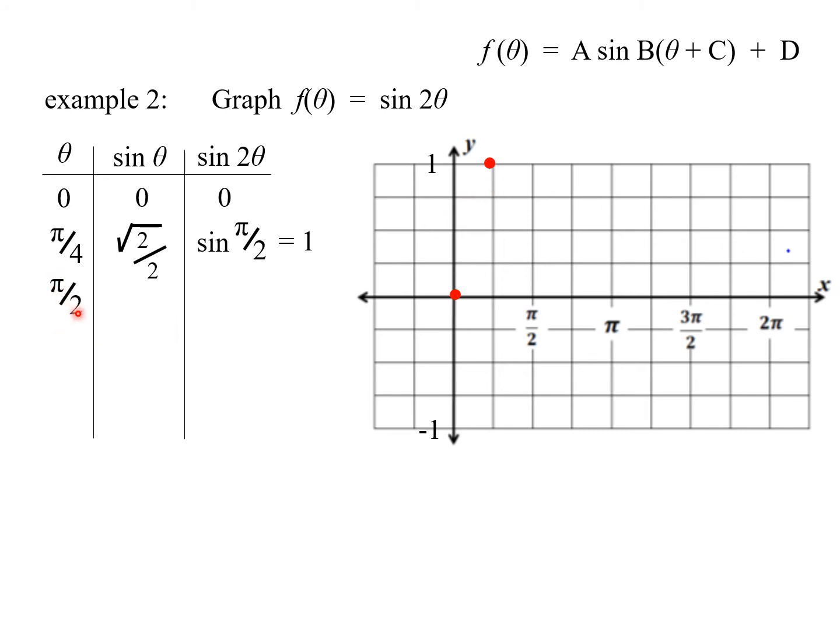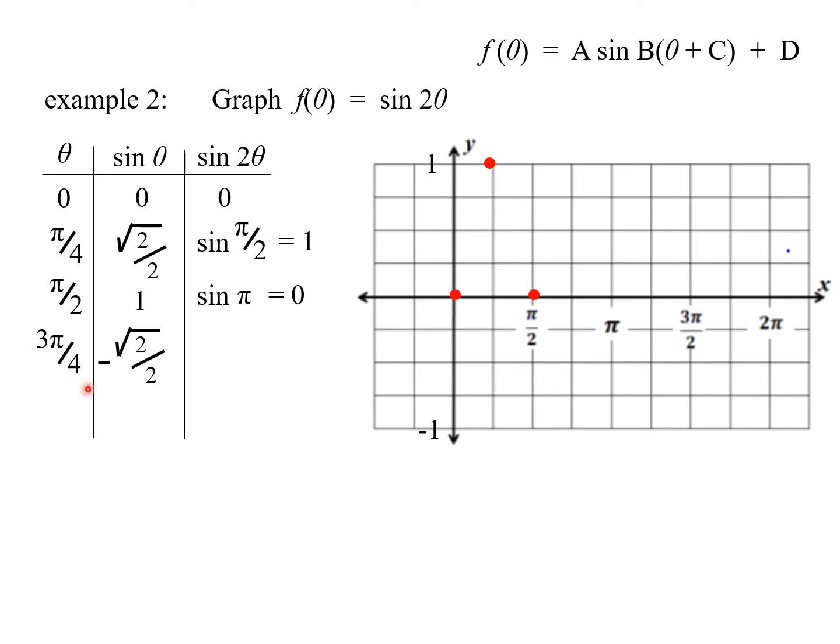At pi over 2, the sine of pi over 2 is 1, but again, we're not really interested in that. We're interested in the sine of twice theta. Pi over 2 times 2 is pi, and then the sine of pi is 0. So at pi over 2, the function has a value of 0.